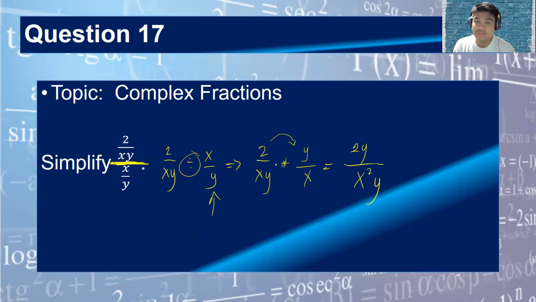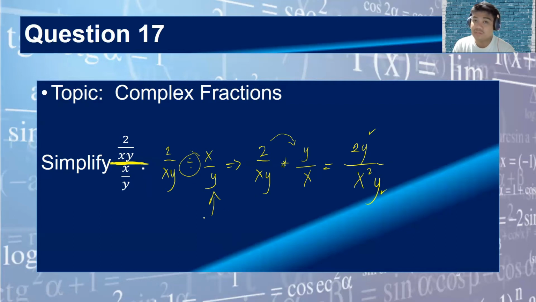So the quotient of 2 over xy divided by x over y is equal to 2y over x squared y. But this is not yet the final answer since this is not yet simplified. As you can see, there is a y on top and a y on the bottom. We're going to simplify this.